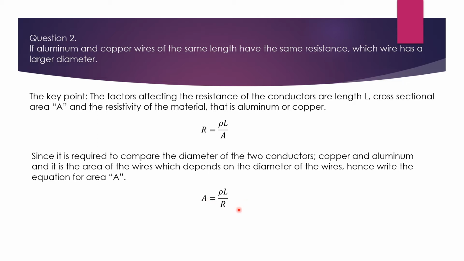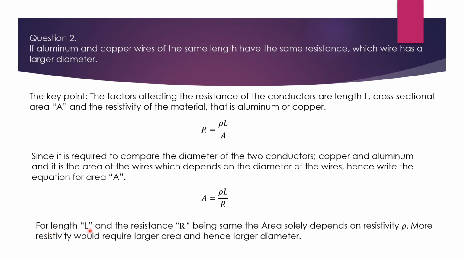Since in this case, for length L and the resistance R being the same, the area solely depends on the resistivity rho, because in the case of aluminum and copper wires, length and resistance are the same, so area only depends on the resistivity. Whatever material has more resistivity will have more area as well.